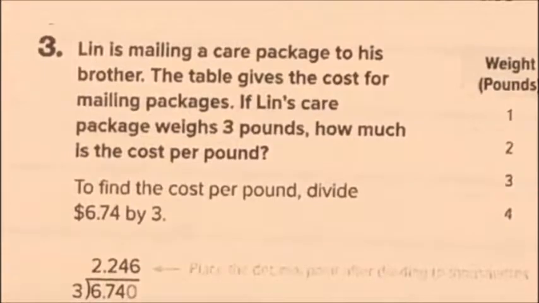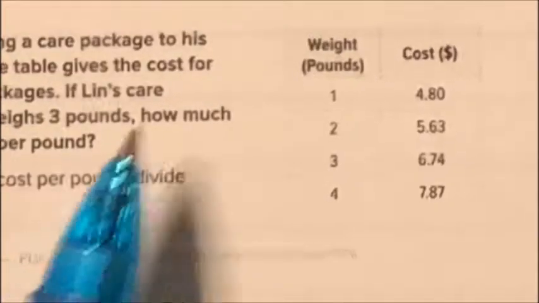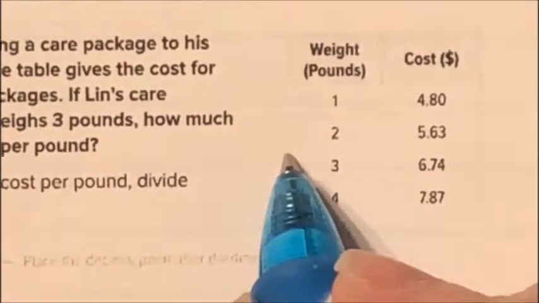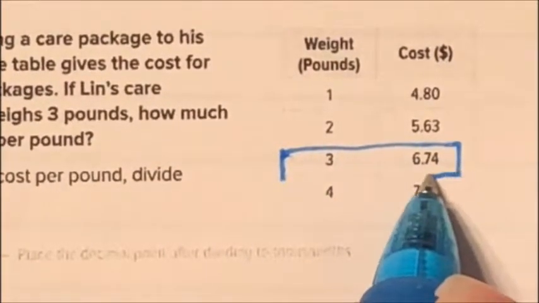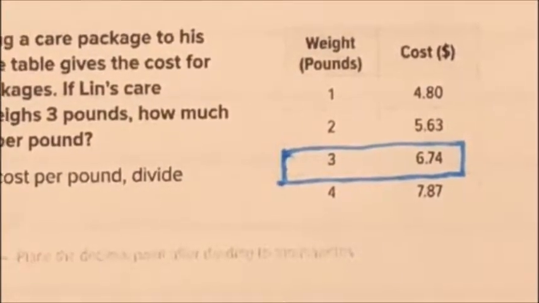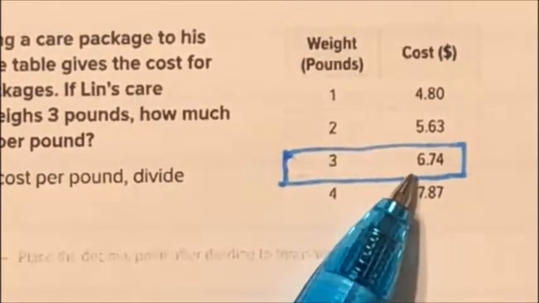Lynn is mailing a care package to his brother. The table gives the cost for mailing packages. If Lynn's care package weighs 3 pounds, how much is the cost per pound? Okay, so I'm going to look at my table over here. My table gives a couple of weights. So I'm going to go look at 3 pounds. A 3-pound package costs $6.74.